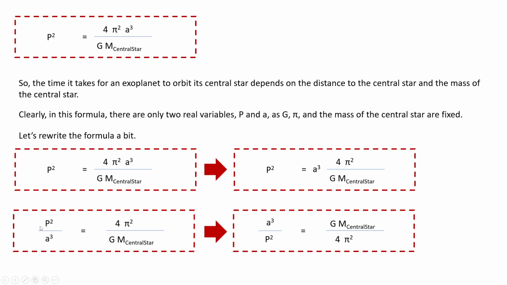Why am I doing this? Because 1 over 2 equals 1 over 2. True. But that also means 2 over 1 equals 2 over 1. That's still true. And you can even see it better when you start to cross multiply. p to the power of 2 times G m central star must equal a to the power of 3 times 4 pi squared. But if you flip those values, it still says the same thing. It still says a to the power of 3 times 4 pi squared must equal p squared times G m central star. Nothing has changed there. Hopefully you see that okay.